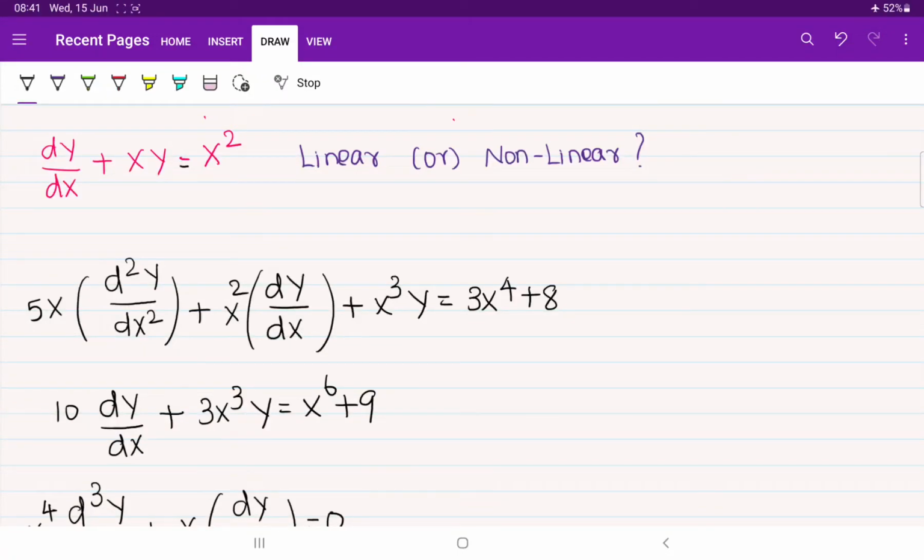In today's lesson, we are going to learn how to directly identify whether a given differential equation is linear or non-linear. If you observe the given differential equation, dy by dx plus x times y equals x square, the question is whether it is linear or non-linear. Sir, how can we do that?